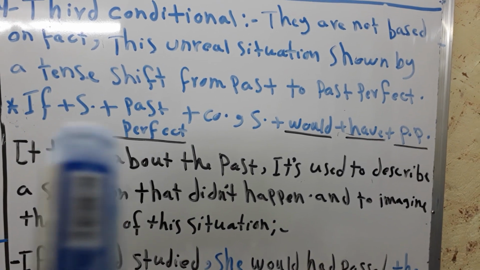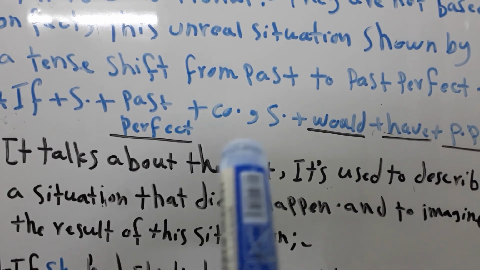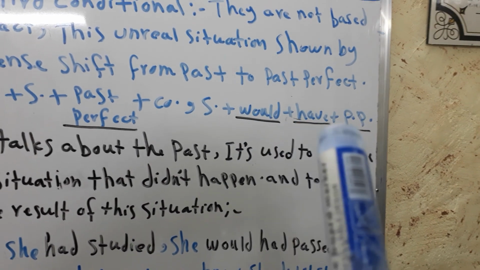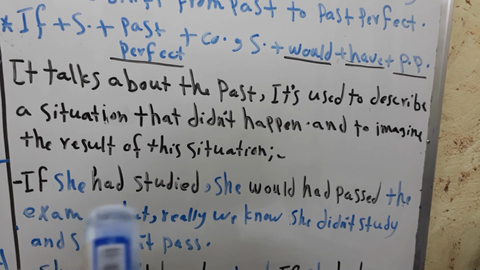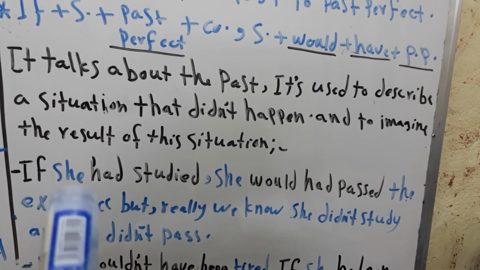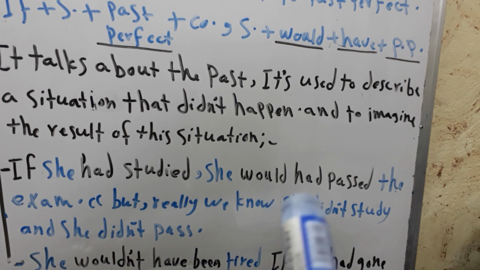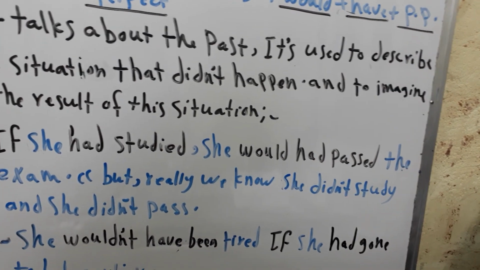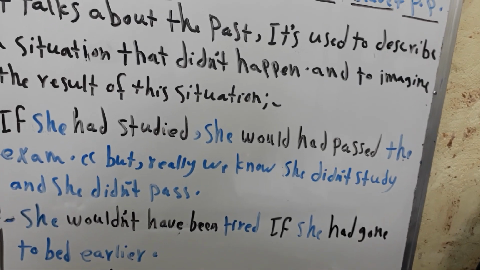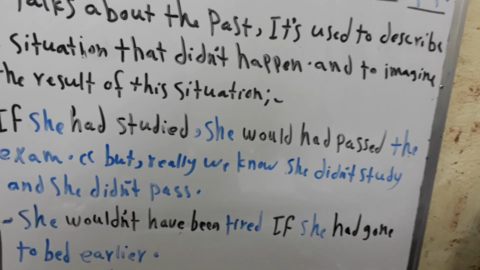As for the rule of this type, if plus subject plus past perfect plus complement, comma, and the result clause is subject plus would plus have plus past participle. We will see in these examples. If she had studied, look here, if plus subject plus had studied, past participle, comma, subject, she would have passed the exam. Also, in reality, we know she didn't study and she didn't pass.